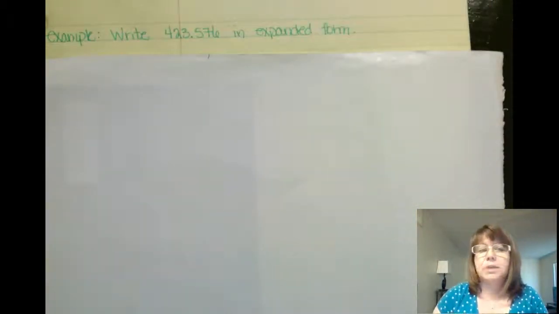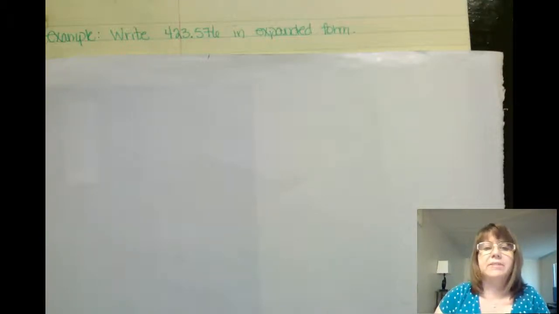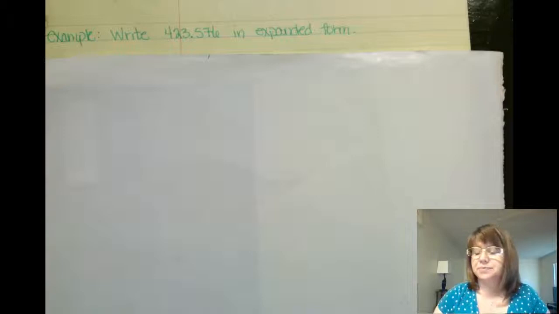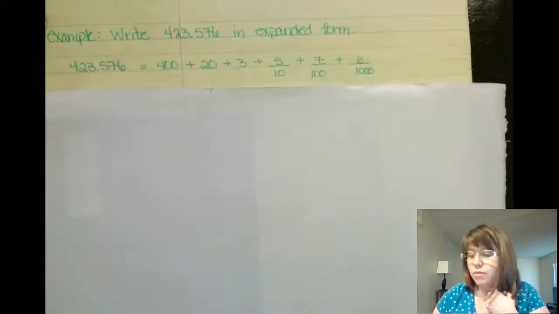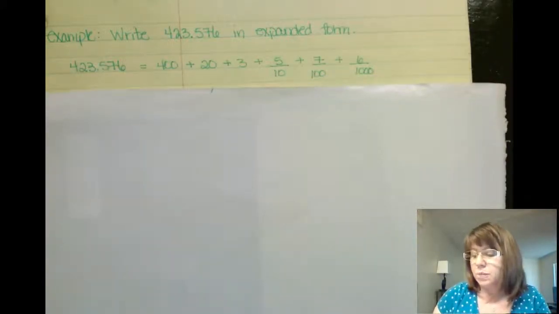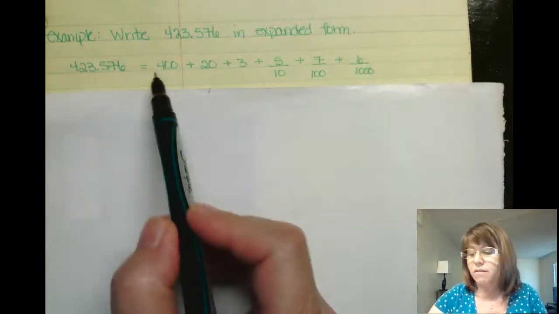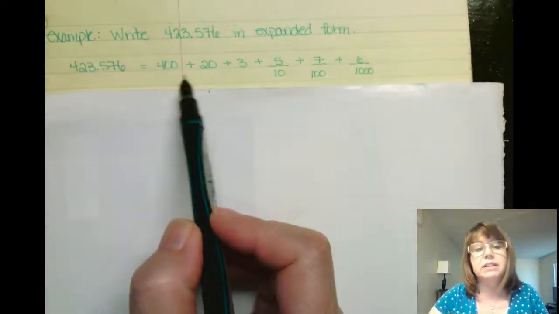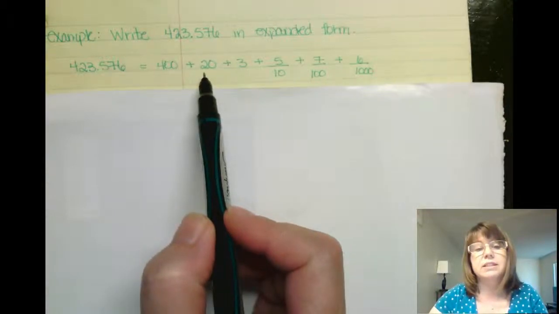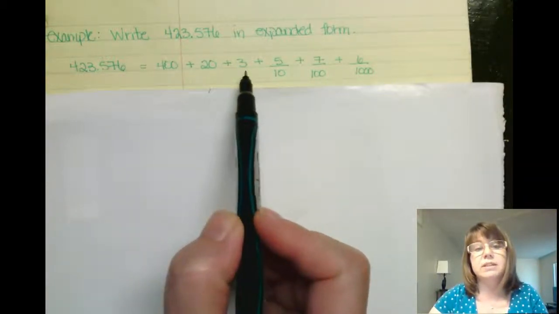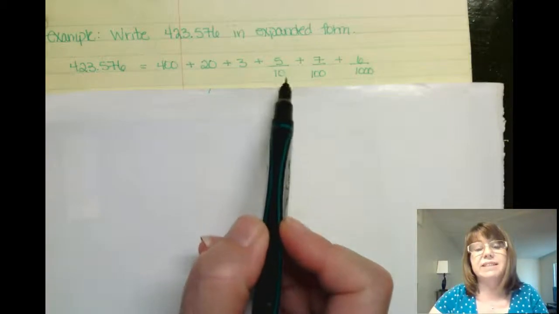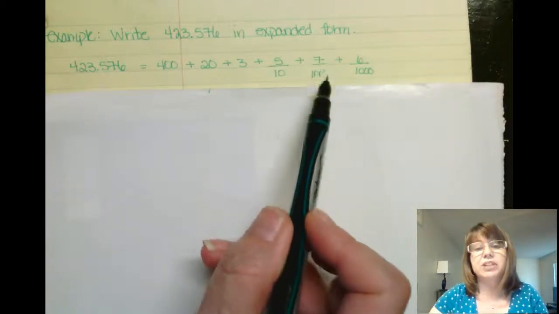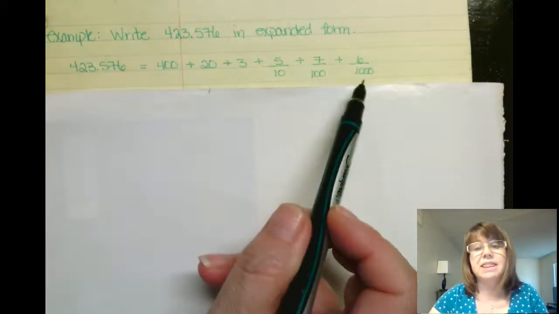Let's take this example and write 423.576 in expanded form. In other words, 423 and 576. So 423.576 would be 4 hundreds plus 2 tens plus 3 ones plus 5 tenths plus 7 hundredths plus 6 thousandths.